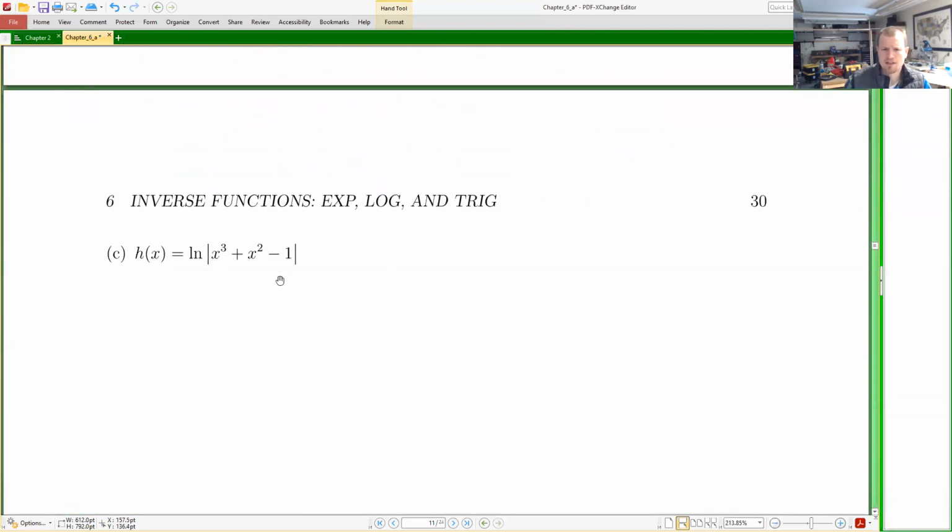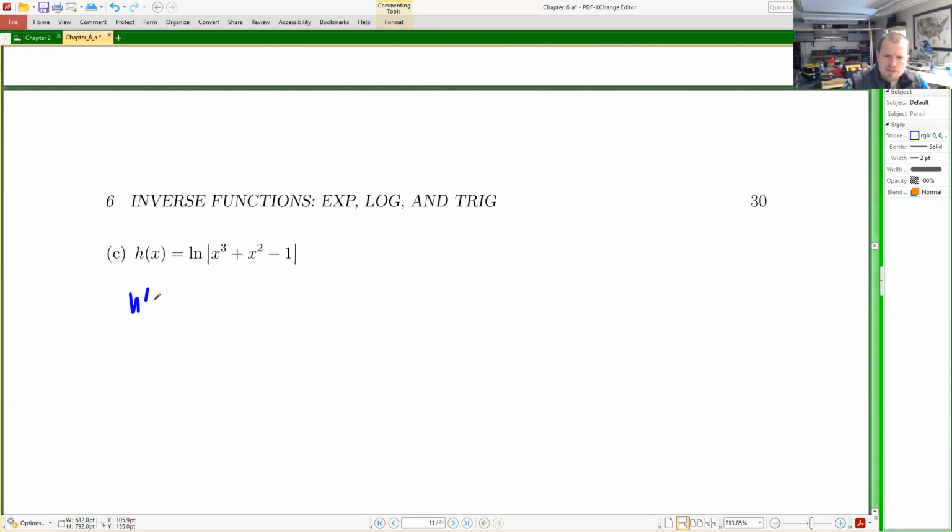When we get to this polynomial, it could be positive or it could be negative. Of course, the natural log is not going to be defined where this is 0, but we want to at least be able to handle where it's positive or negative. And we can do that by taking the absolute value. So now we can consider anywhere that this polynomial is non-zero.